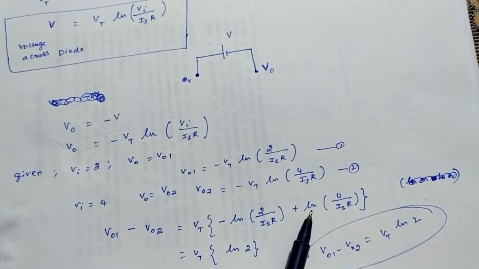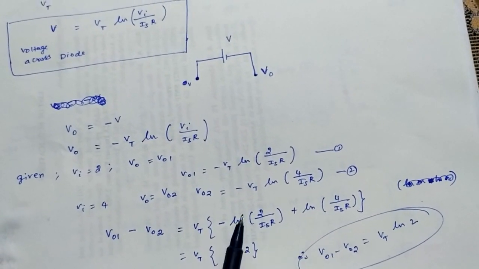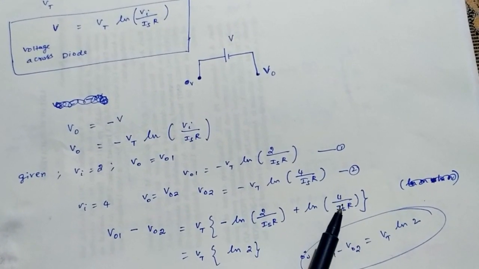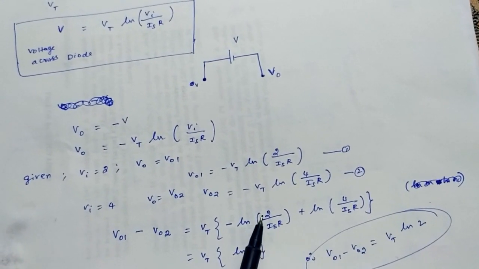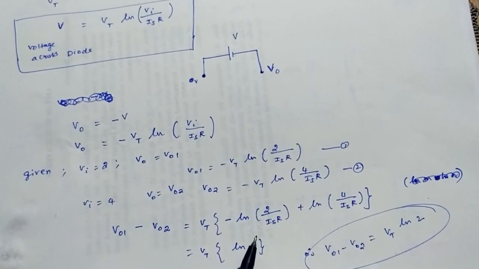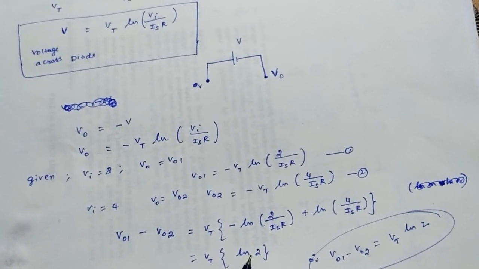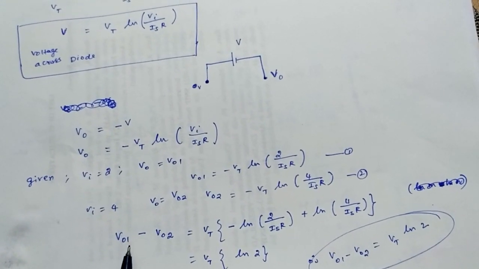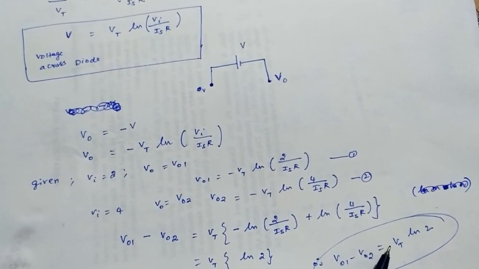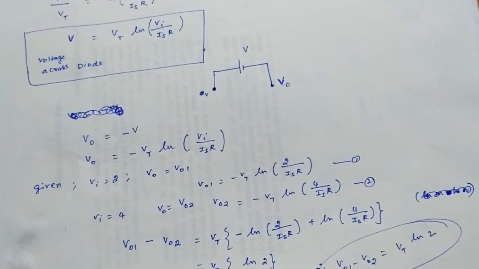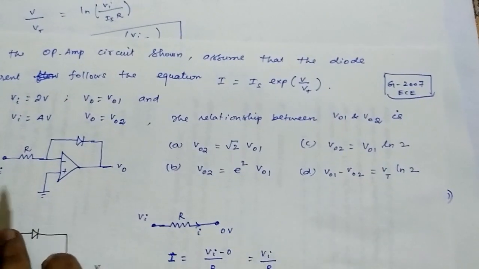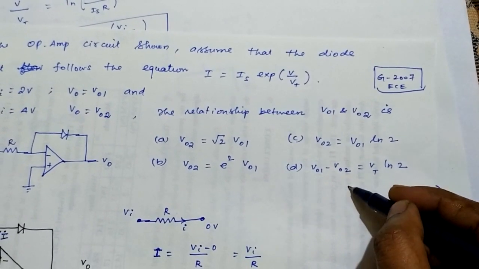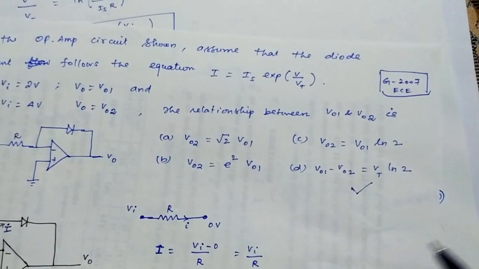So this is like log m minus log n, that is log m by n. This divided by this, when we simplify, we have ln2. Therefore the answer is V01 minus V02 is equal to Vt ln2. The answer is V01 minus V02 is equal to Vt ln2. So this is the answer.